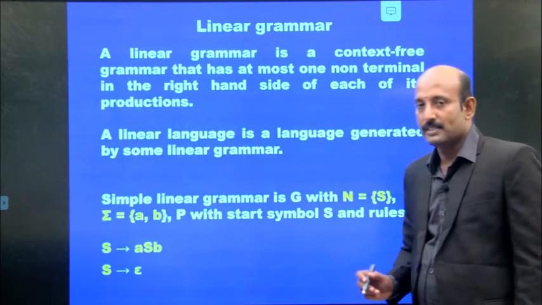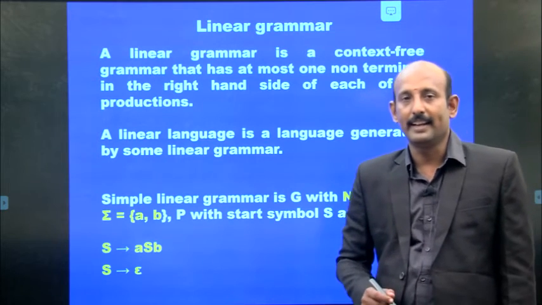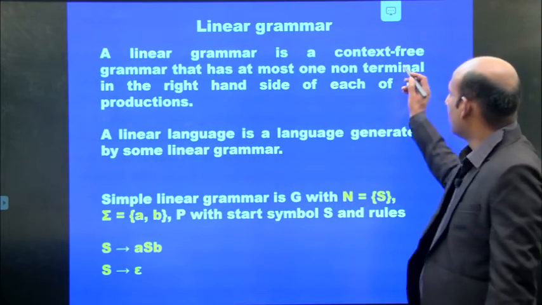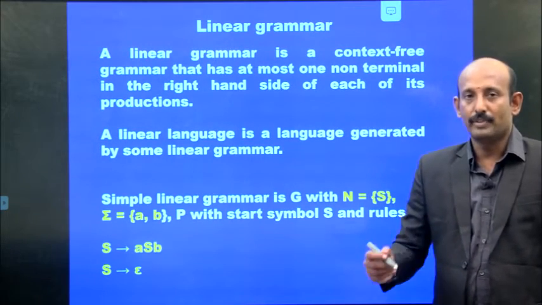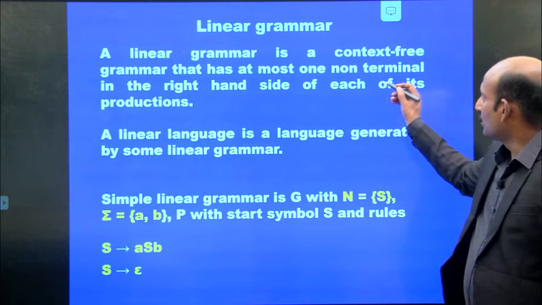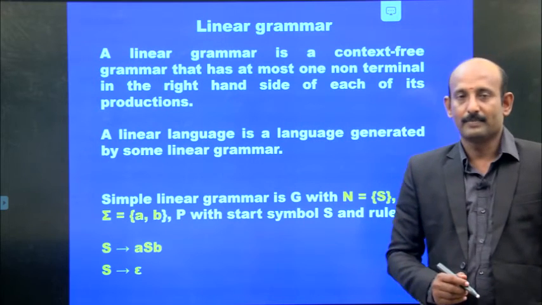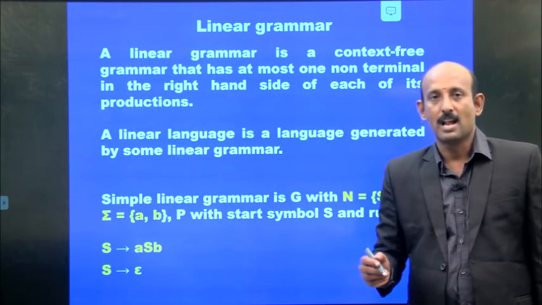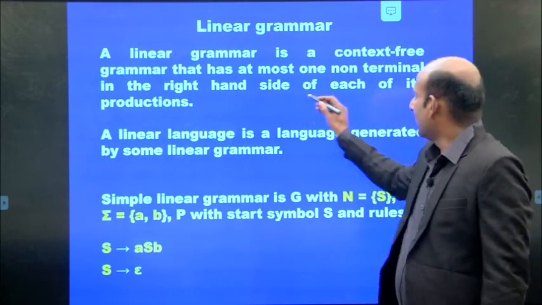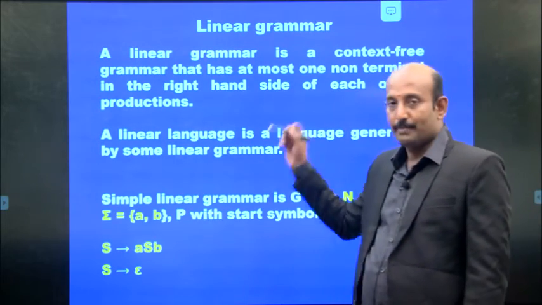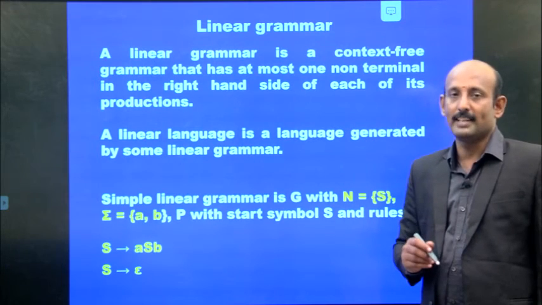Now, let's see about linear grammar. What is called a linear grammar? A linear grammar is a context-free grammar with at most one non-terminal on the right hand side of each of its productions.